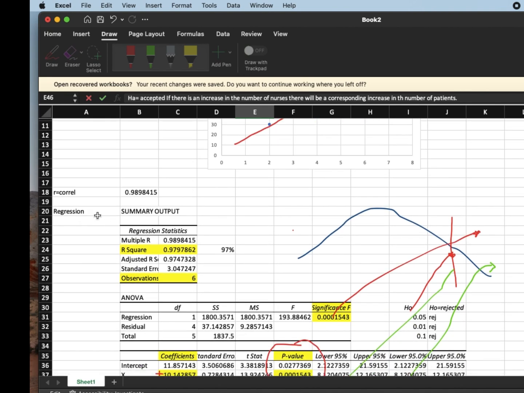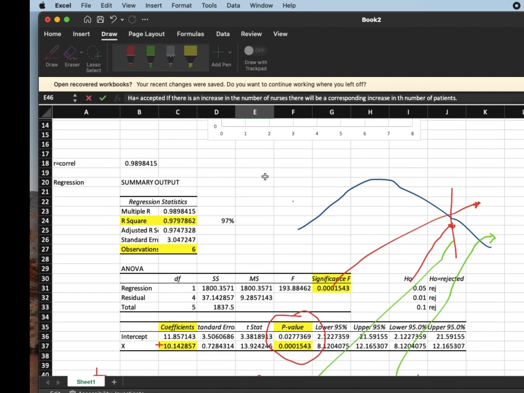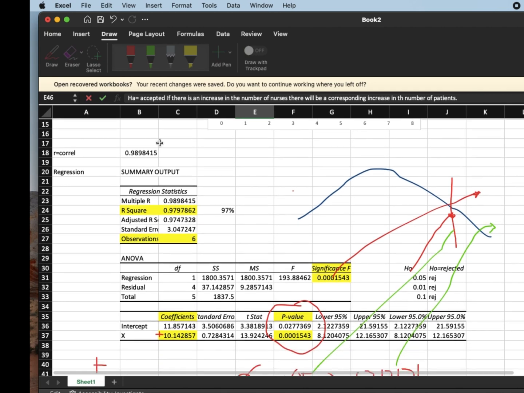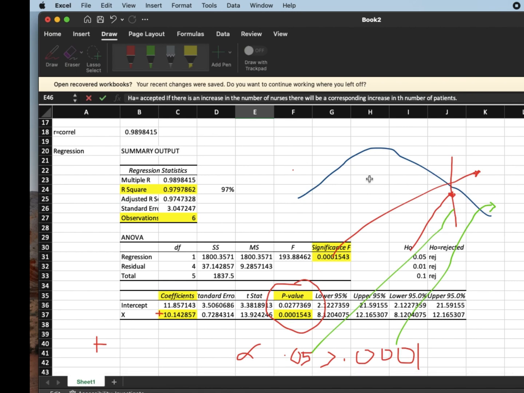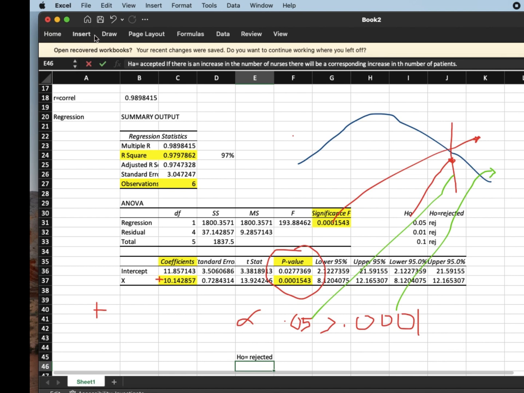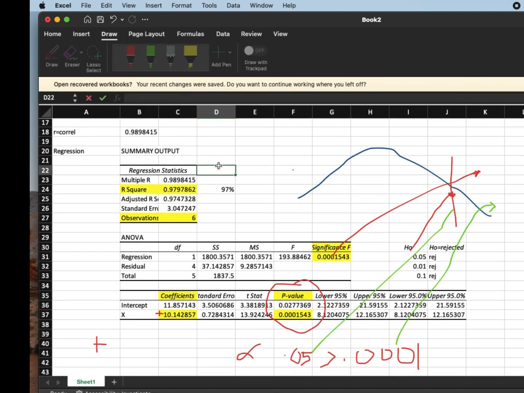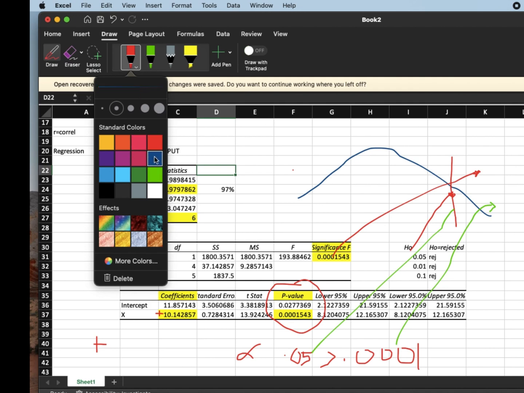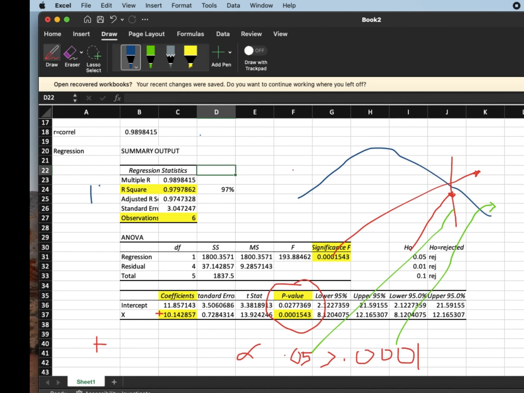Your regression test will be computed in a summary output. You just have to click Data Analysis, click Regression, and then select the X array and the Y array. If you click OK, this will be your summary output. There will be 5 points that you need to take note of. Number 1 is the R square. Your R square approximates the goodness of your variables. So 97% of the time, you have a good set of variables that you are treating.